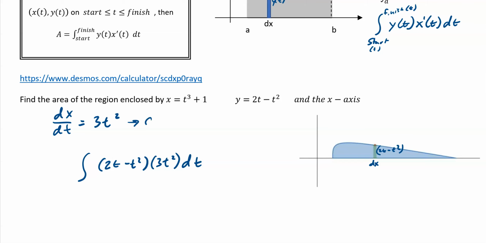So you can see here that our dx is equal to 3t squared dt. And so we're just doing our y dx. That's all this is, y dx.